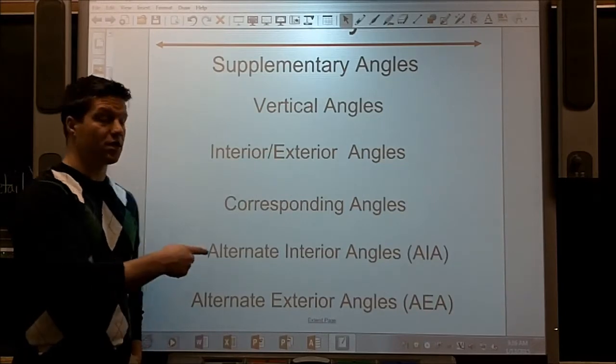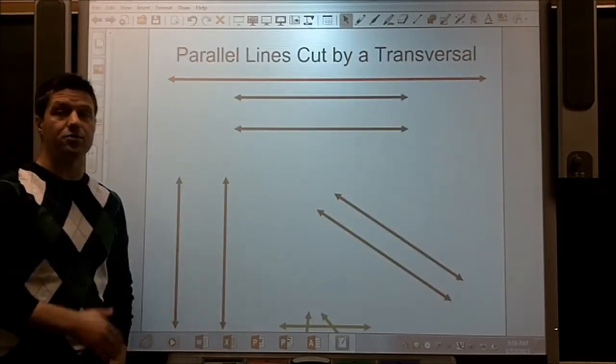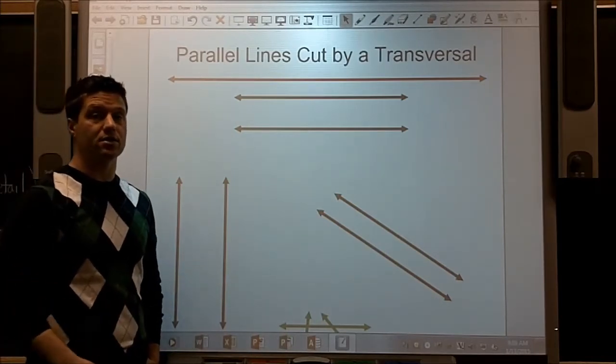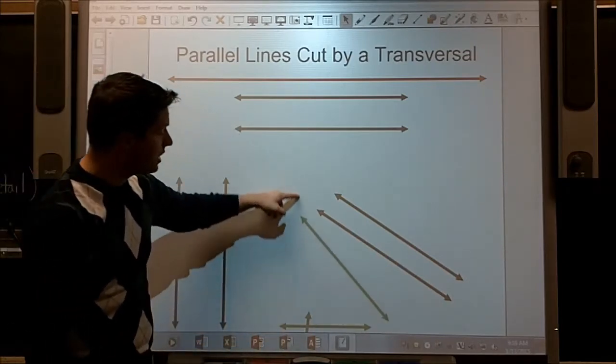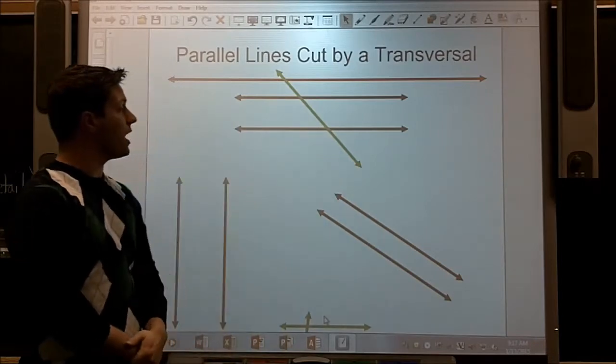Okay, I hope you paused the video and wrote these down. Let's see if we can get into some of these. So parallel lines, we already know what those are. Lines that are never going to touch. They're always the same distance from each other. A transversal is simply just a line that cuts over the 2 parallel lines.